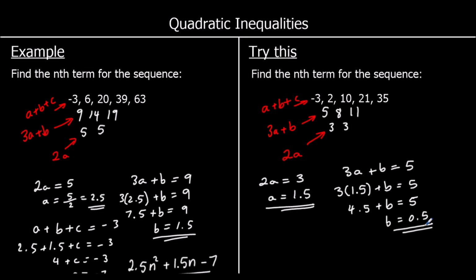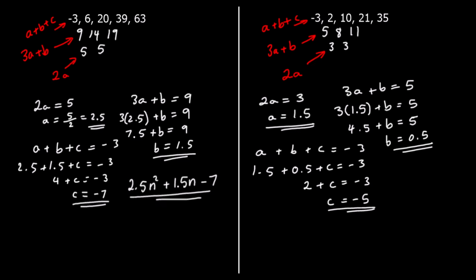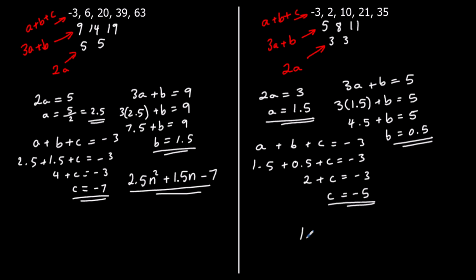And then a plus b plus c is negative 3. So 1.5 plus 0.5 plus c is negative 3. That makes 2 plus c is negative 3. Take 2 away from both sides. So c is negative 5. So it is 1.5n squared plus 0.5n minus 5.